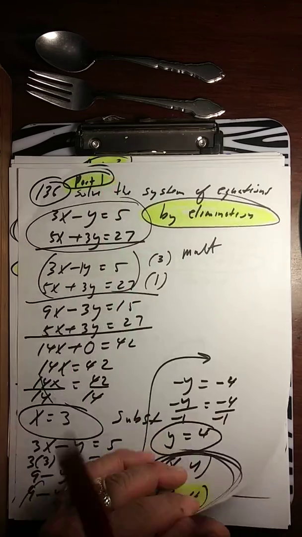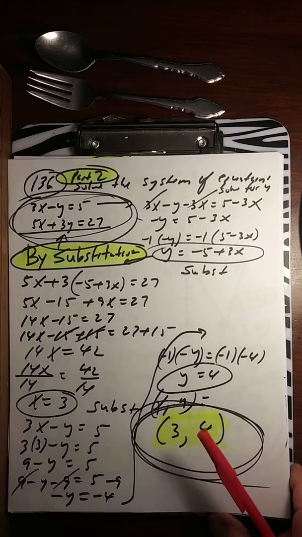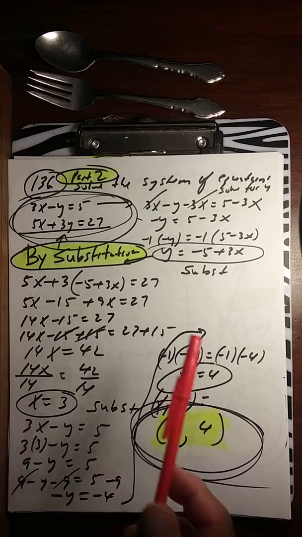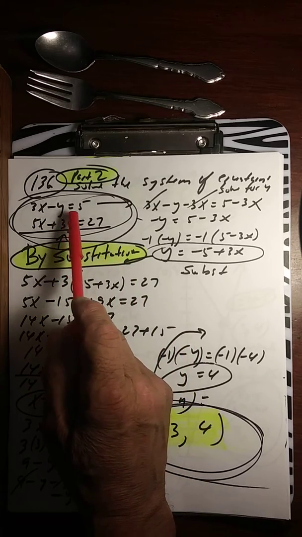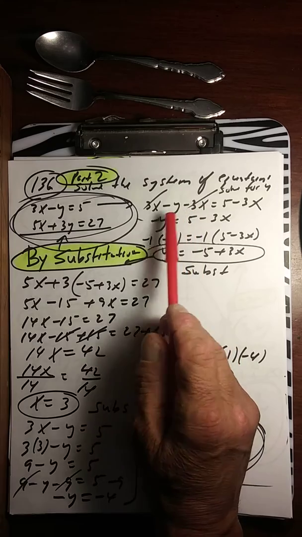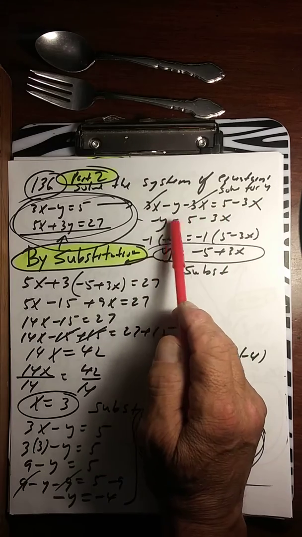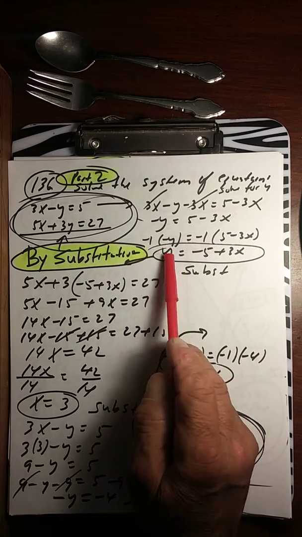Part 1. Another way. Solve the system of equations by substitution. Let's solve one of these for a letter. Let's get this one and solve it for y. So minus 3x, getting y equals this. Multiply by negative 1, so y is this.